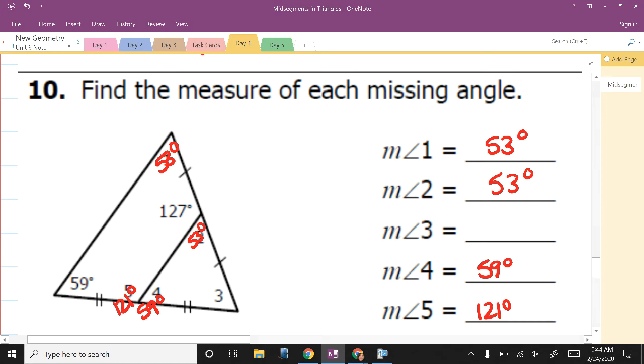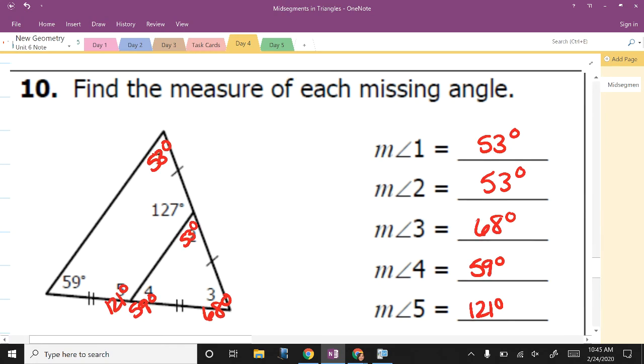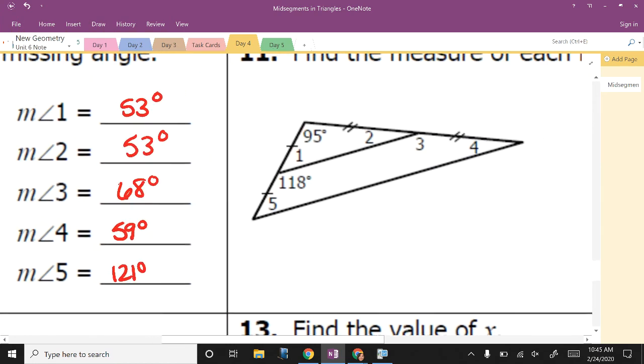So 53 plus 59 is 112. 180 minus 112 is what? 68. 68 degrees. So basically, they're either supplementary or they're congruent. Just depends on the relationship. Is that okay with everybody? Okay. Use your parallel relationships.